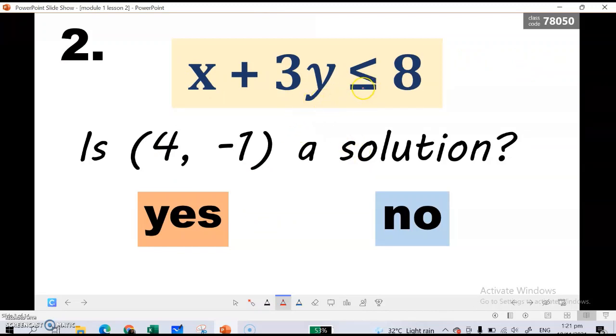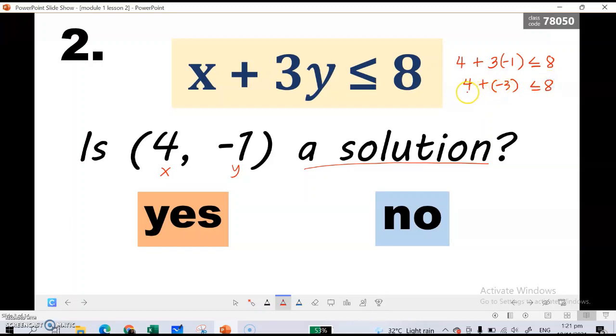x plus 3y is less than or equal to 8. So, ganun pa din. Substitute lang natin tong ordered pair na binigay, si 4 and negative 1, to know if it is a solution or not. Substitute natin siya. So, we have 4, yan yung x mo, plus, copy 3, ang y mo, that's negative 1. Less than or equal to 8. Let's see if it's true. So, 4 plus 3 times negative 1, that's negative 3, is less than or equal to 8.